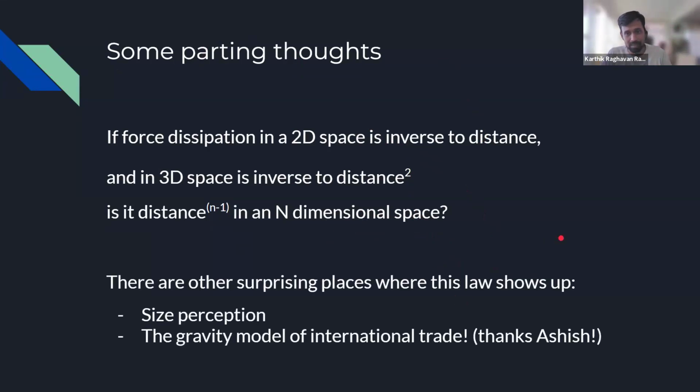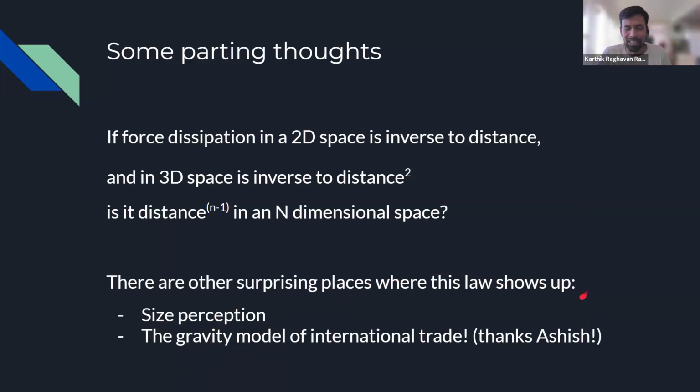There are lots of other places where this shows up. I picked 3 or 4 examples for consistency. Size perception, right? Objects that are far away seem smaller than objects that are close, but the rate at which they grow smaller is like a hare, it is no longer like a tortoise. As it comes closer, it becomes bigger and bigger very fast. So size perception follows kind of an inverse square law.